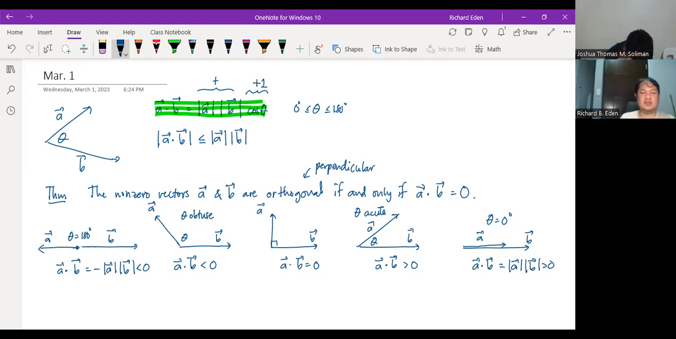But in the extreme cases, where the angle theta is 180 degrees or 0 degrees, then in this inequality star, equality is achieved. So equality holds if and only if theta is 0 degrees or 180 degrees, or in other words, vectors A and B are parallel to each other, and they could be pointing in the same direction or in opposite directions.